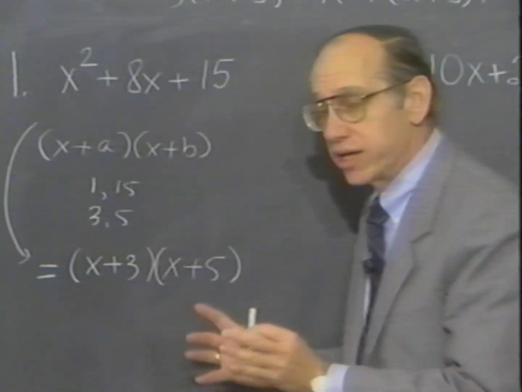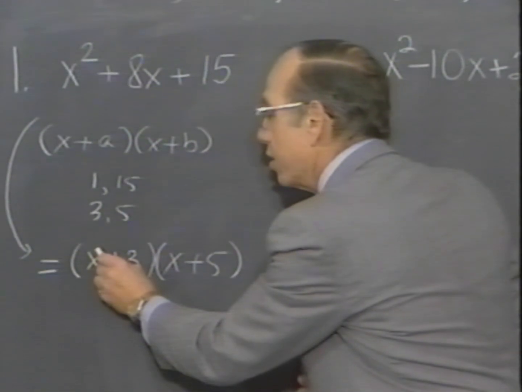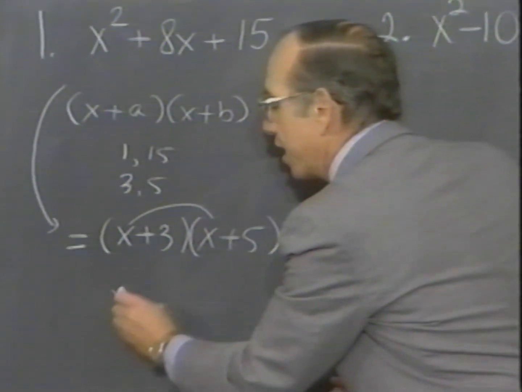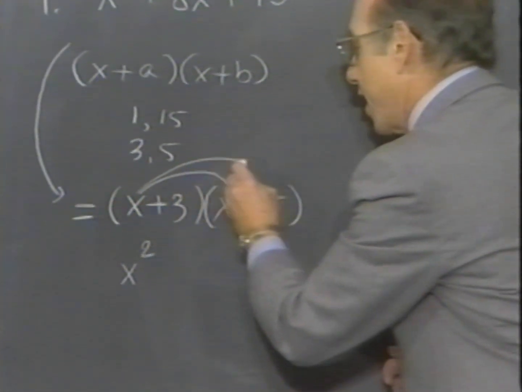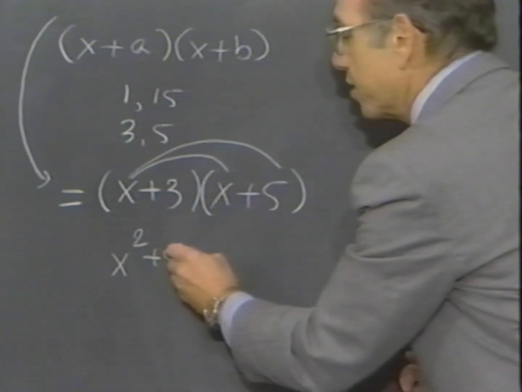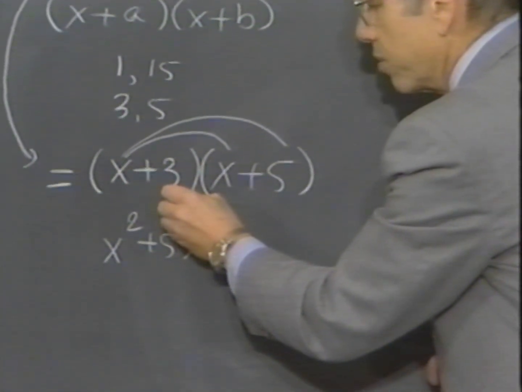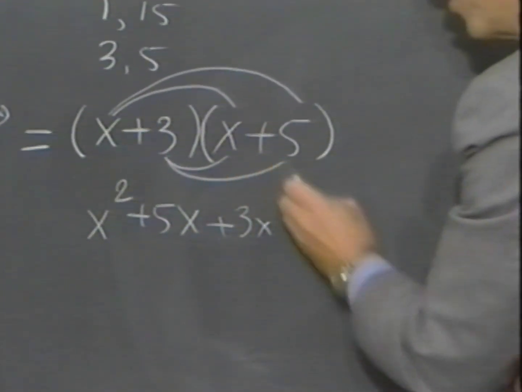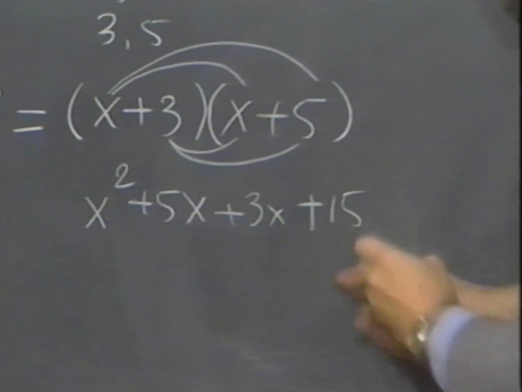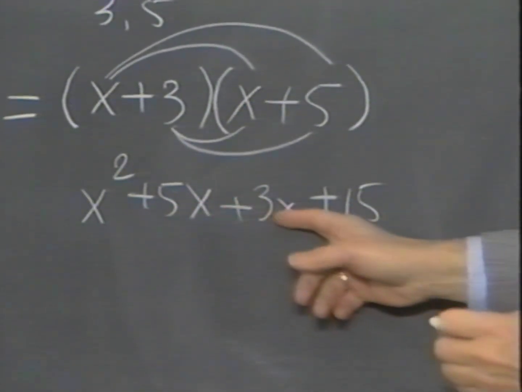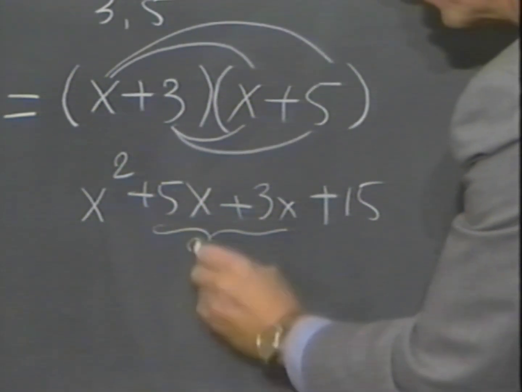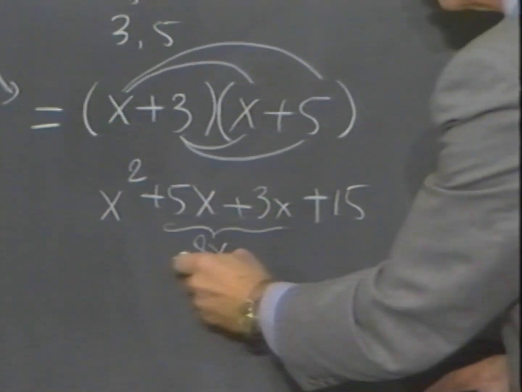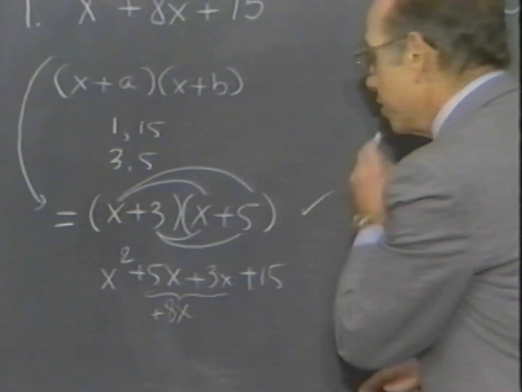Now, let's just check that this really is correct. If we multiply this out, x times x is x squared. X times 5 is 5x. Now we go to the second term. 3 times x is 3x. 3 times 5 is 15. And you have x squared plus 5x plus 3x, which adds up to 8x. So you have x squared plus 8x plus 15. And this thing really checks.